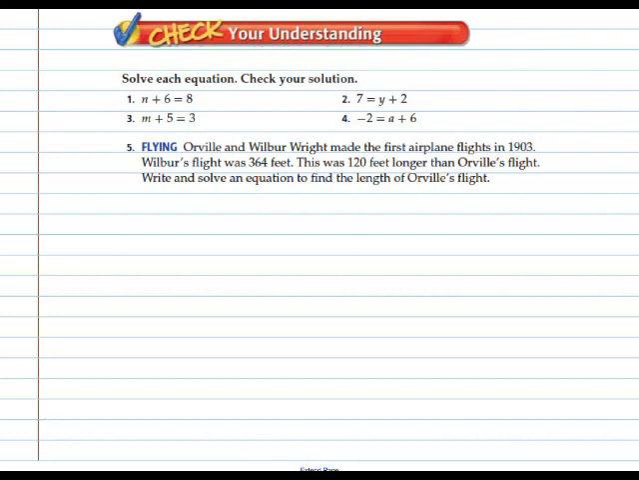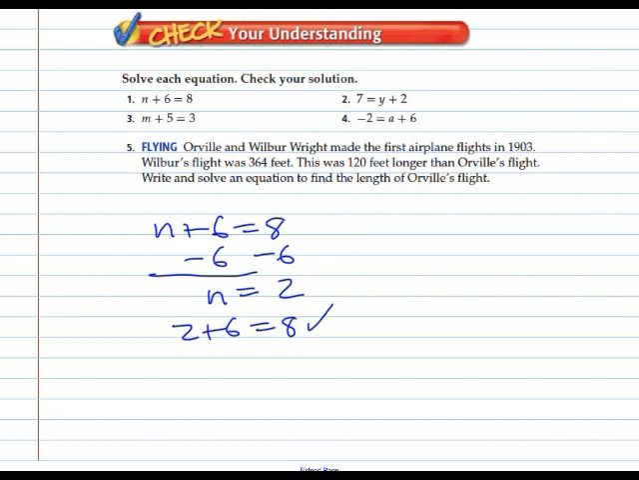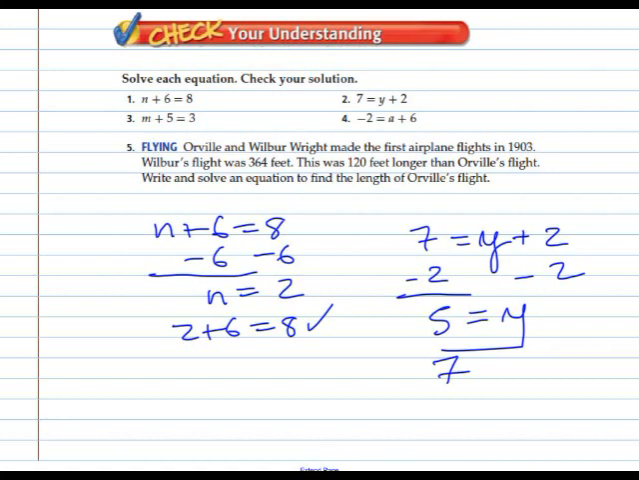Solve each equation, check your solution. We'll see if we can get through all of these. Maybe we'll just do some of them. N plus 6 equals 8. Subtract 6 from both sides. N equals 2. Is 2 plus 6 equal to 8? Yes, it is. Number 2, 7 equals y plus 2. Subtract 2 from both sides of the equation. 5 equals y. Is 7 equal to 5 plus 2? Yes, it is. This is the solution.